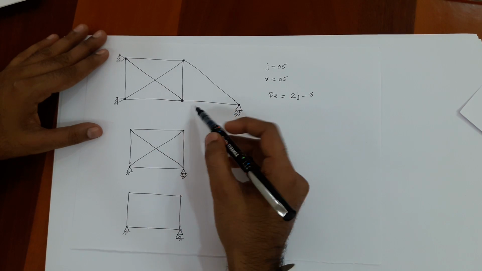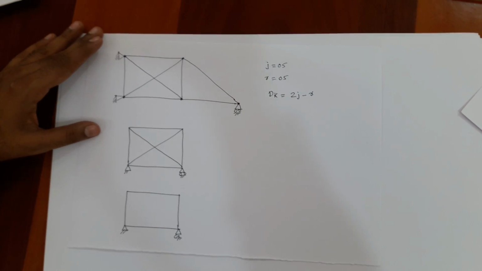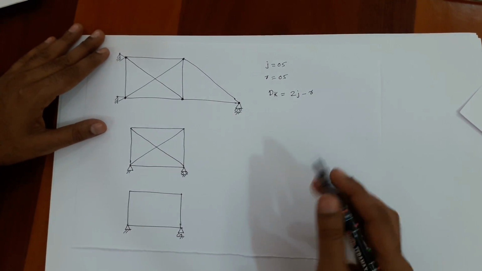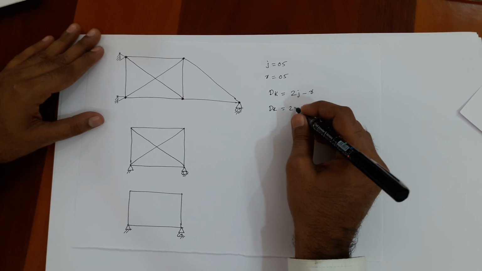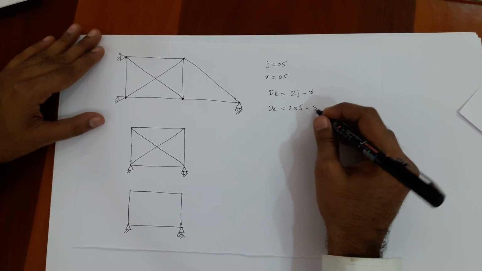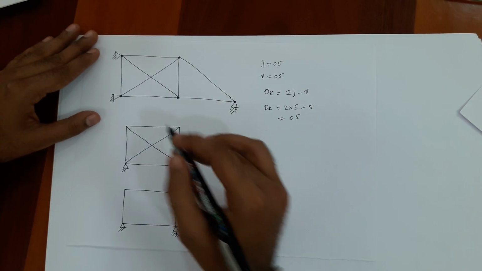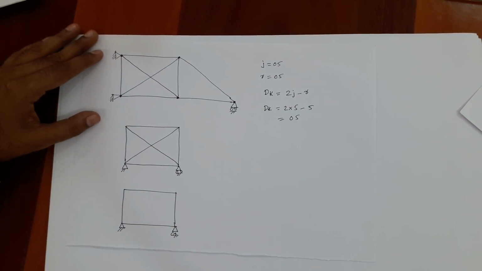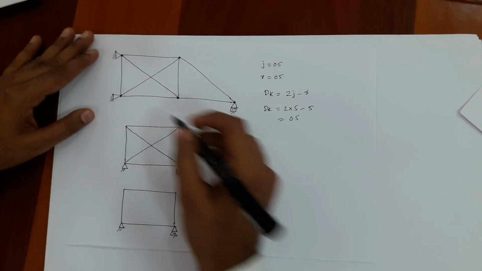Just count the number of joints and the number of reactions. So here Dk will be equal to 2 into 5 minus 5. Dk equals 5. You can also go to each and every joint in the truss element to define the degrees of freedom of the structure.